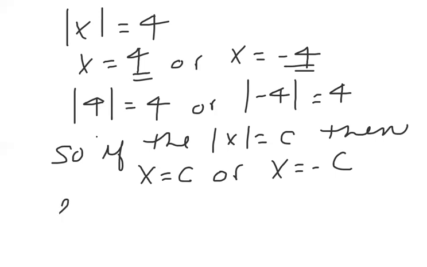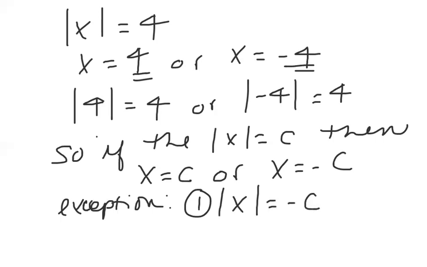Now, there are some exceptions. One of those exceptions is this: if the absolute value of x is equal to some negative value, you cannot take the absolute value, which represents distance, and get a negative value. The distance is always positive, not negative. So a situation like this would lead to no solution, guys. The absolute value cannot equal a negative. If you encounter one like that, it means no solution.